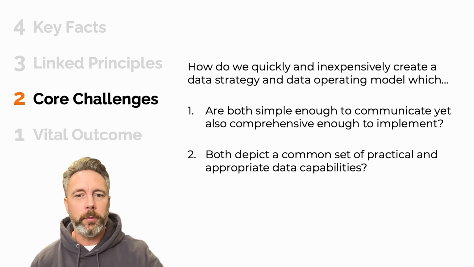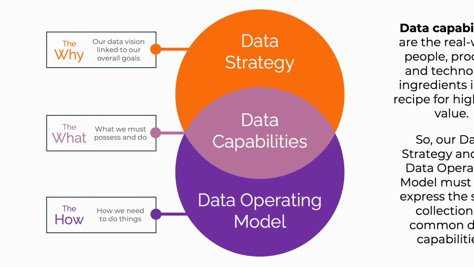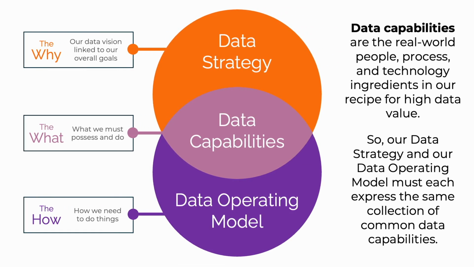So what we're aiming for really is what we can see on this nice simple little Venn diagram. This is what we're aiming for, right? So a data strategy, as we just mentioned, which is all about why do we need these data capabilities. A data operating model, which is all about how do we operate and implement those data capabilities. And of course, they both must speak about the same set of data capabilities, which is that essential information about what. What is it that we need? What is it that we must possess? And what is it that we must do in order to achieve our organizational goals through data?